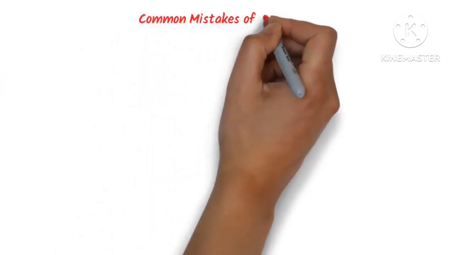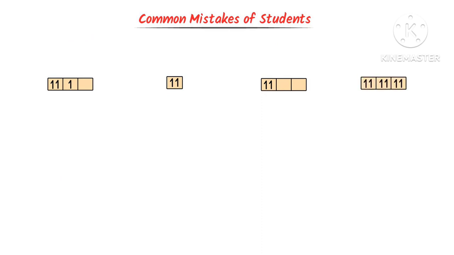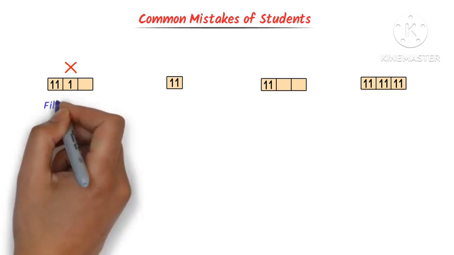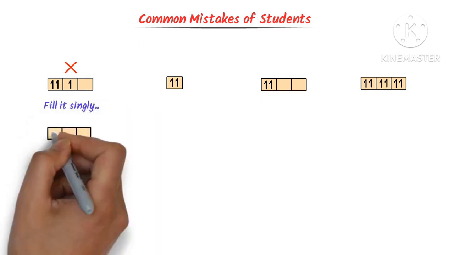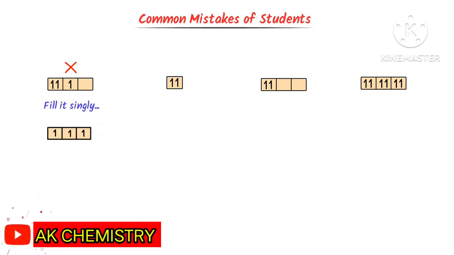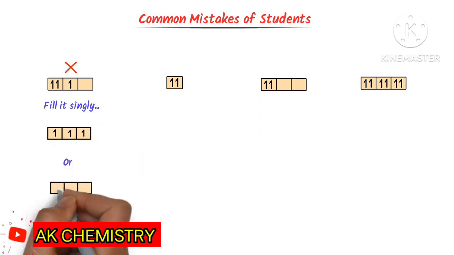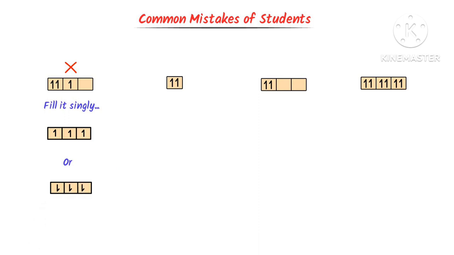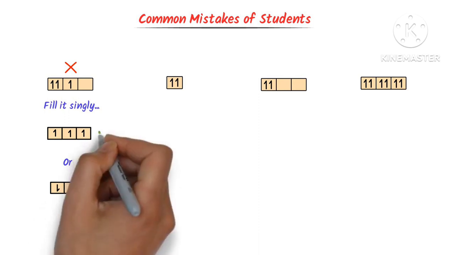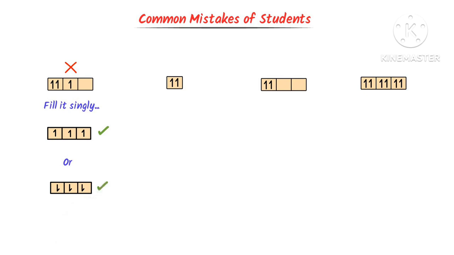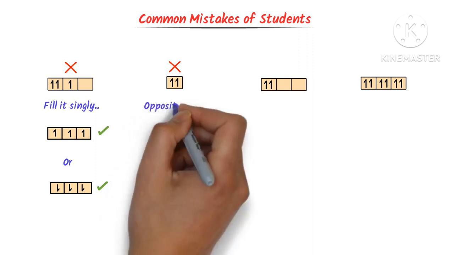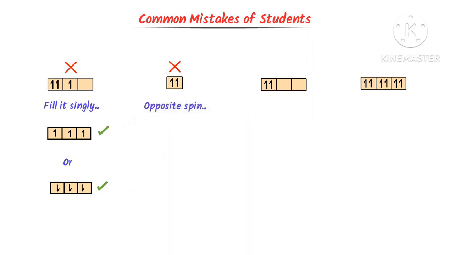Now we will discuss some common mistakes of students like these. This is wrong because according to Hund's rule, firstly, we have to singly fill it. I write first electron, second electron and third electron in upward direction, or first electron, second electron and third electron in downward direction. These both cases are correct. Secondly, this is wrong because according to the Pauli exclusion principle, their spin must be opposite. I need to correct the spin: first electron in upward direction and second electron in downward direction.